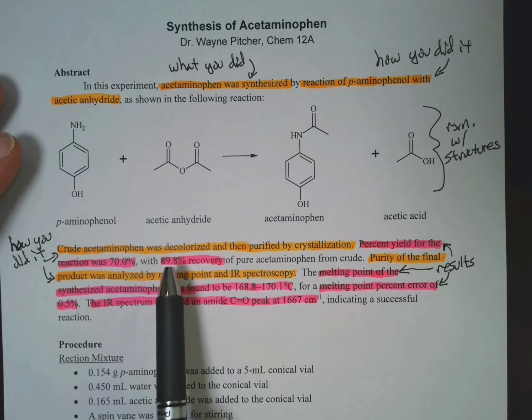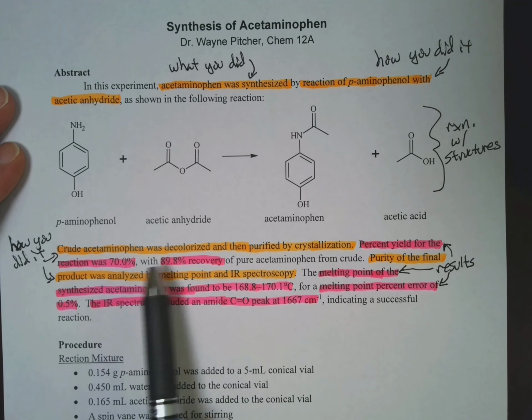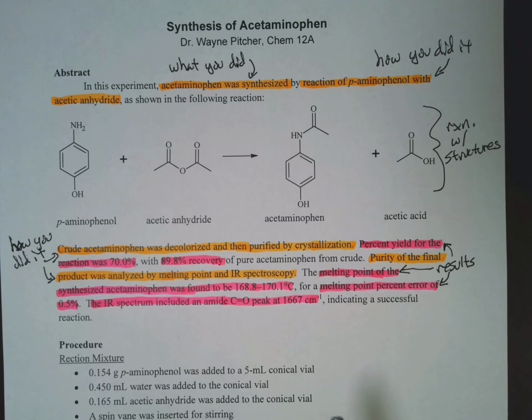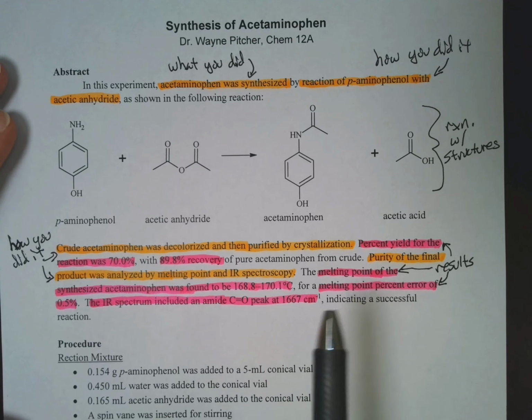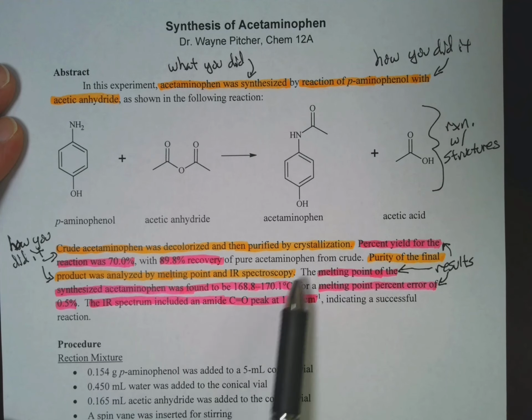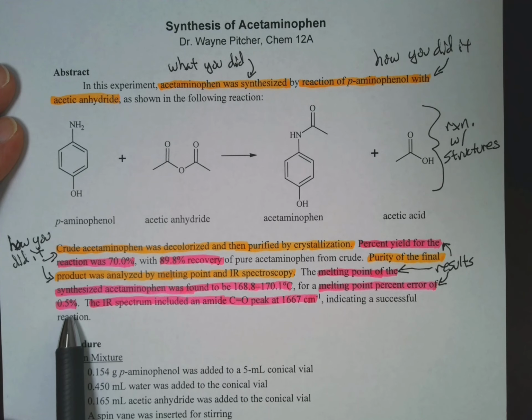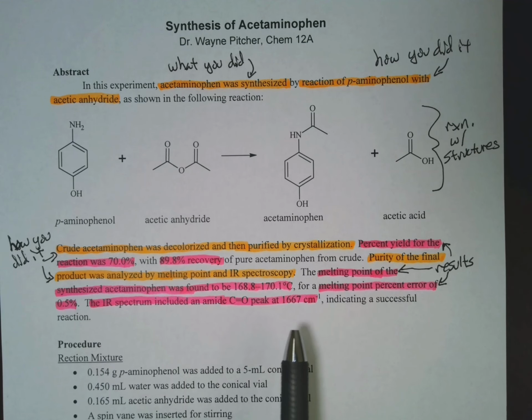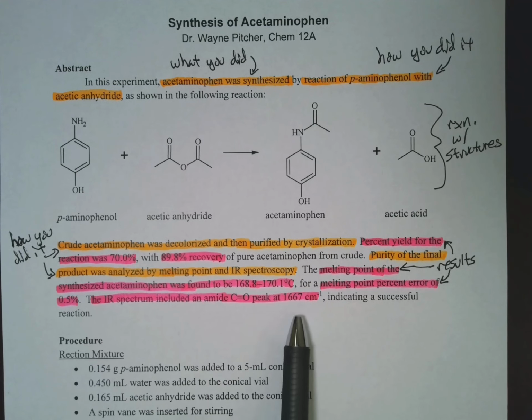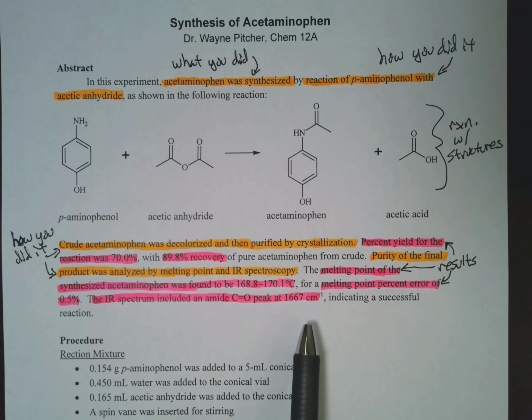Okay, I mentioned the percent yield and recovery. You're just going to have a percent yield for your aspirin lab. Melting point, range, and percent error. And then a brief description of interesting peaks in the IR spectrum.